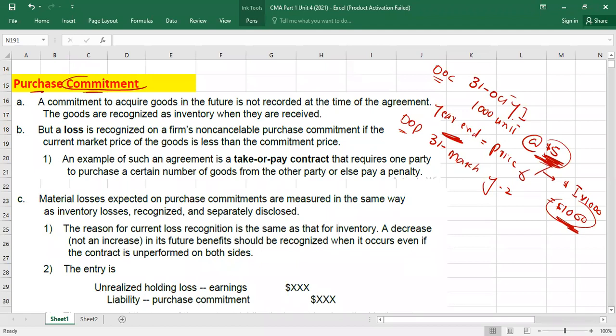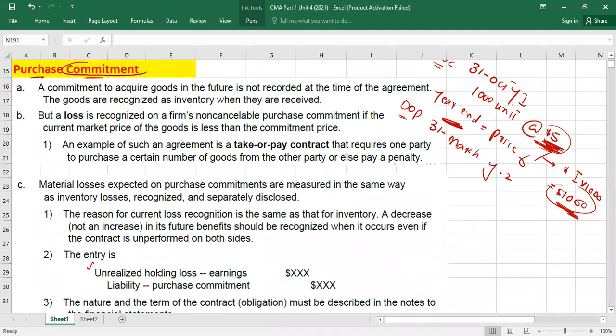You will debit unrealized holding loss, right? This will be shown under the income statement, and you will credit the purchase commitment liability. It is a liability because this loss will be settled in future. So it is going to be your liability also. Right? This is all we have to learn about purchase commitment. And I will show you an example also. But first, to solve theoretical questions, we need to understand theory also, right?